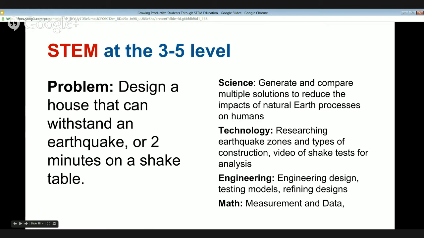And then as you go through this, the students can use some technology, and they can take the time to look at some research of where this is going to affect our people the most. Where are the fault zones? What types of homes are constructed in this region? Does the type of construction make a difference? And then you can actually take some video of the shake test for analysis.